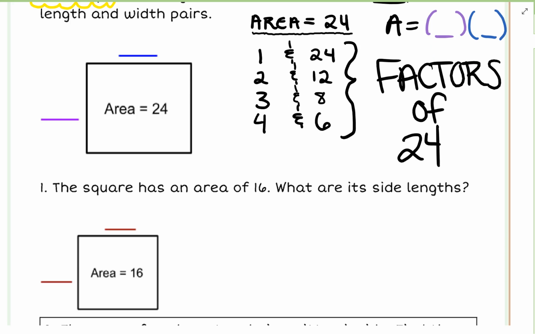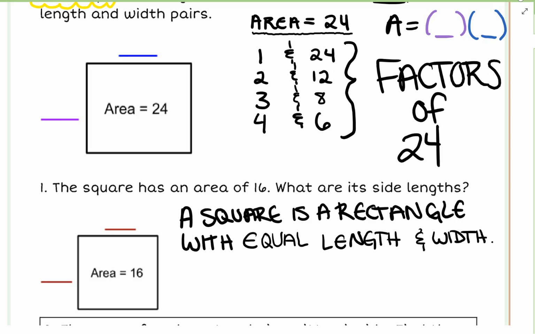The square has an area of 16. What are its side lengths? Well, what do we know about a square? We can actually describe a square as a type of rectangle with equal length and width, giving a square all 4 equal side lengths. So if 16 is the area of a square, what are the length and width?